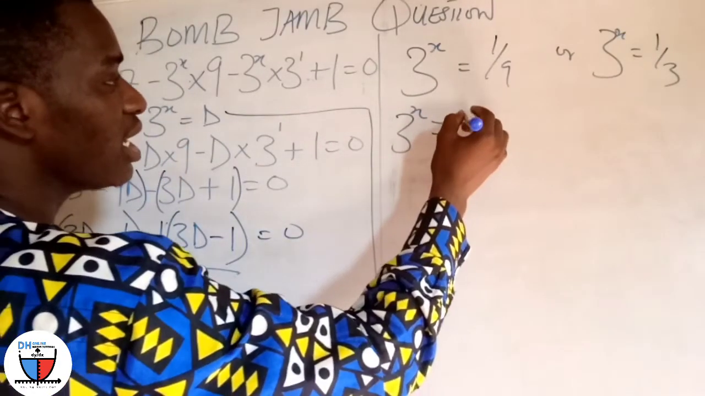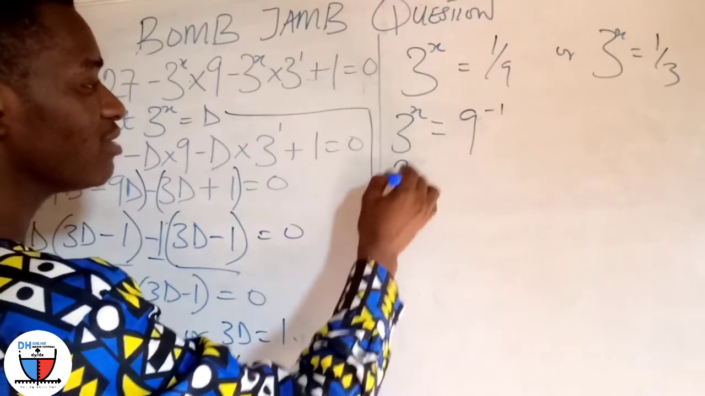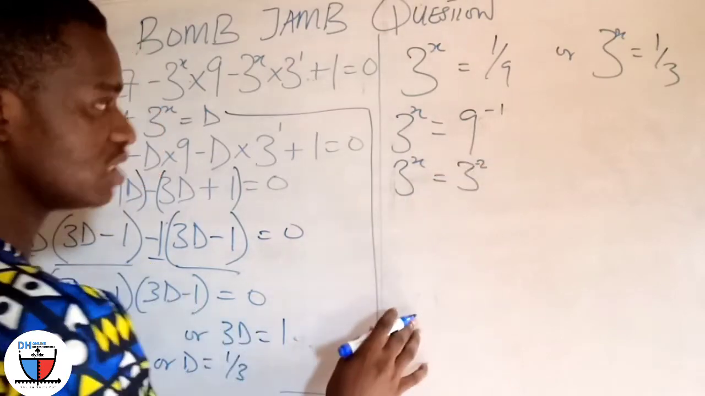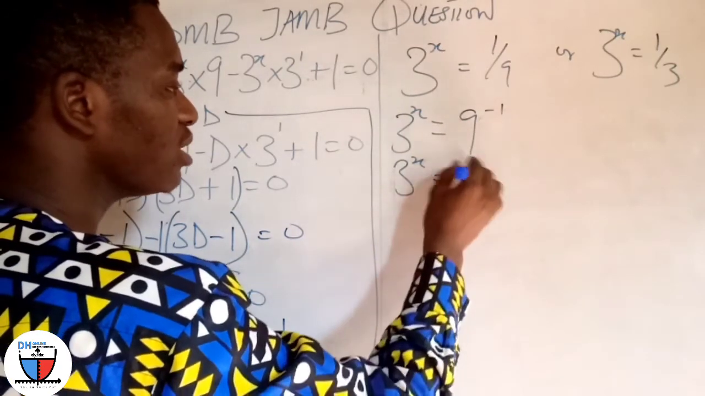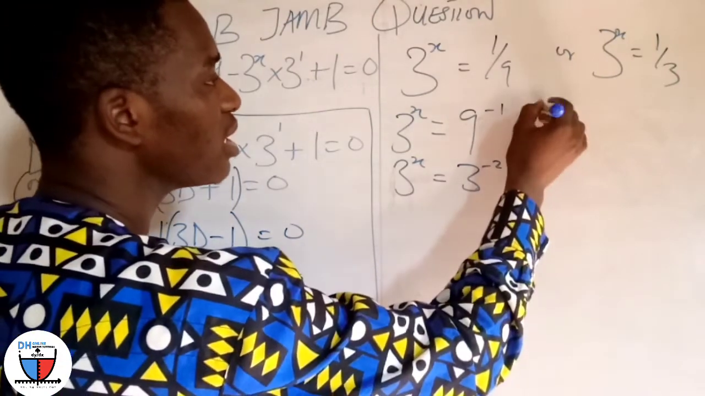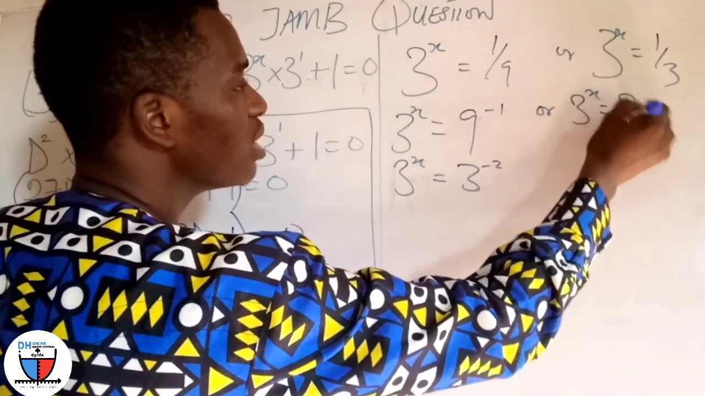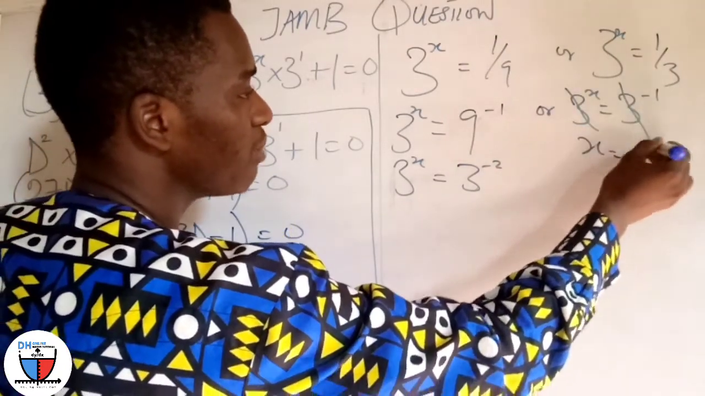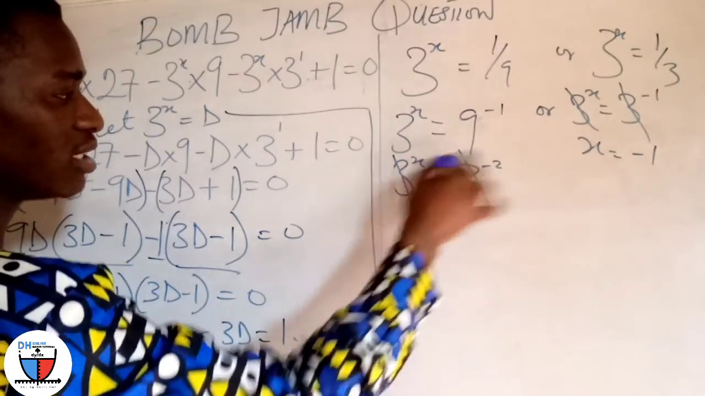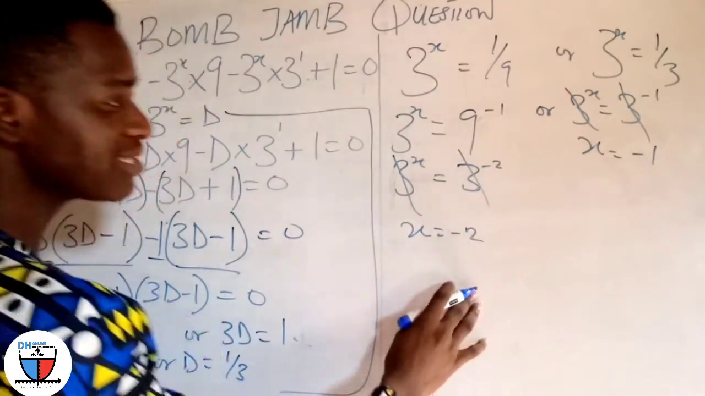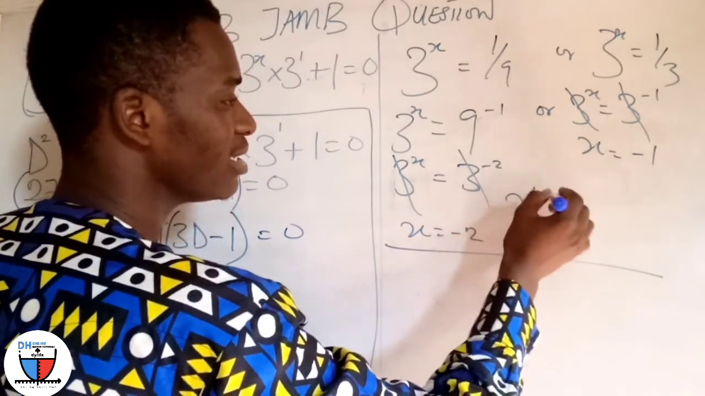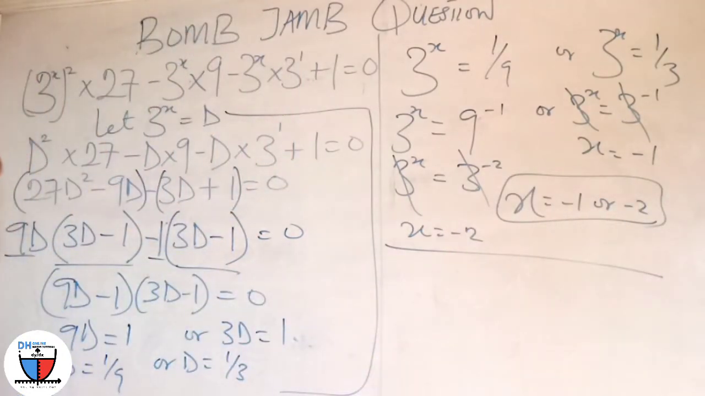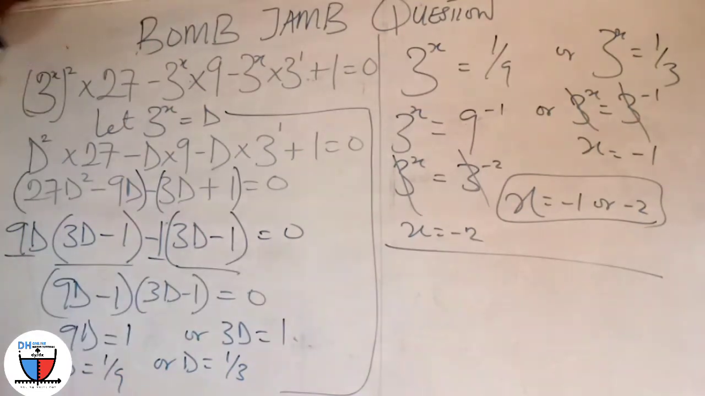Good. We continue. We say 9 raised to power minus 1, and 3 raised to power x. Next, 3 raised to power negative 2, according to the law of indices. The next thing we do here, 3 raised to power x is equal to 3 raised to power negative 2. This and this are the same, so cancel, x is equal to minus 2. For the other one, 3 raised to power x equal to 3 raised to power negative 1, so x is equal to minus 1. So our final answer is x is equal to minus 1 or minus 2. This is the answer for this bomb jam question.